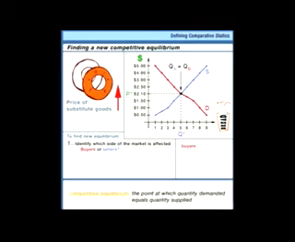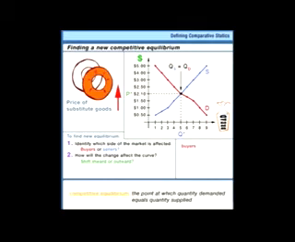The second question, how will the change affect the curve? So if the price of a substitute good increases, we know we're going to be dealing with the demand curve, but will it shift in or will it shift out? The answer in this case is the curve shifts outwards.